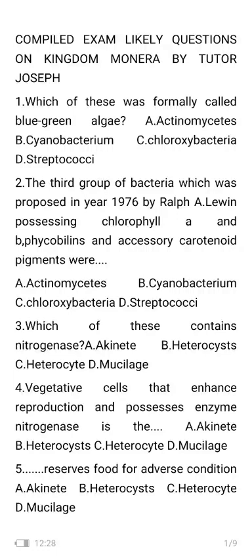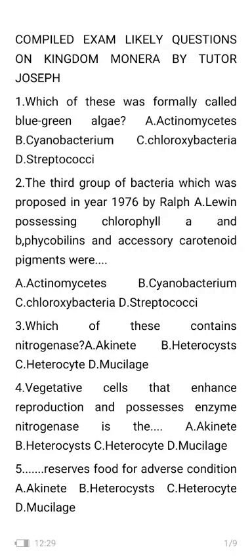Number 2 says, the third group of bacteria which was proposed in year 1976 by Ralph A. Lewin, possessing chlorophyll A and B, phycobilins and accessory carotenoid pigment were A. Actinomycetes, B. Cyanobacterium, C. Chlorobacteria, D. Streptococci. The answer is the chlorobacteria. The chlorobacteria possess the aforementioned characteristics mentioned in number 2.